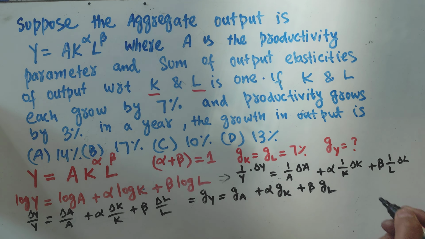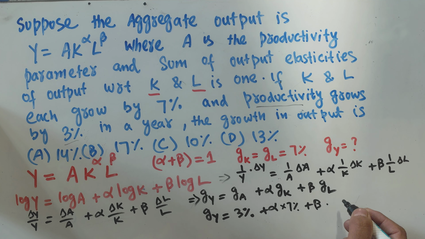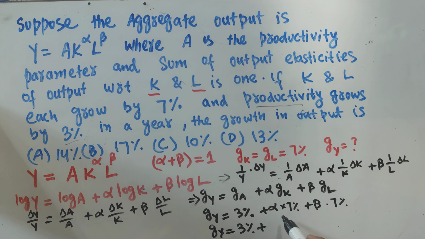Now the growth rate of output is what we are supposed to find. The growth rate of the state of technology or productivity is given to us as 3%, so we can write here 3% plus alpha times the growth rate of capital, which is 7%, plus beta times the growth rate of labor, which is 7%. Solving further, the growth rate of output will be equal to 3% plus, let us take 7% common, we are left with alpha plus beta.